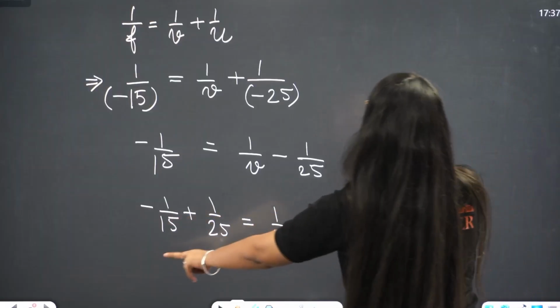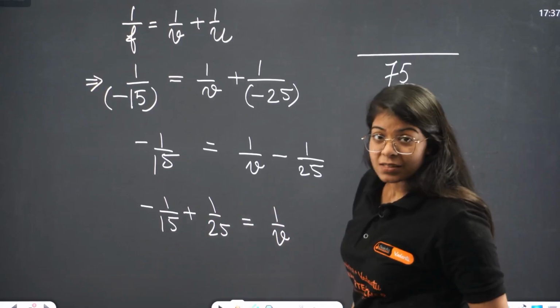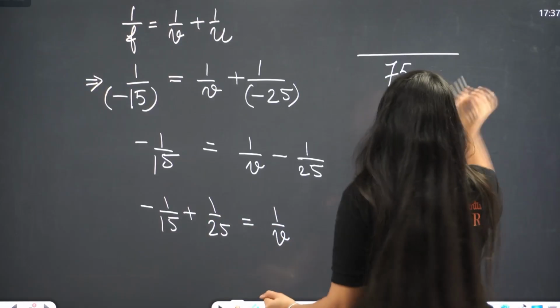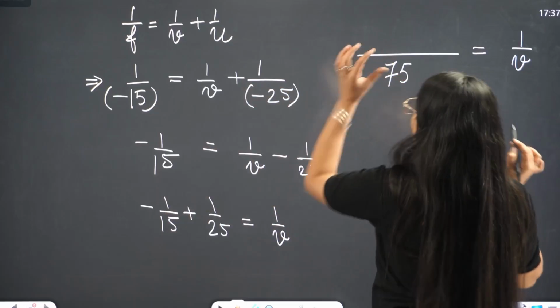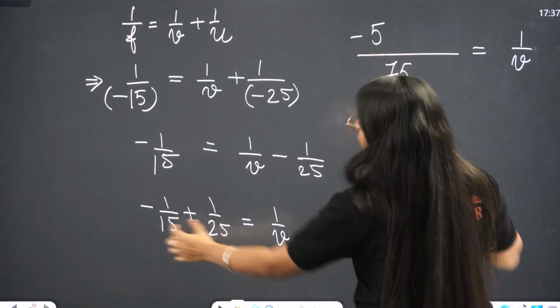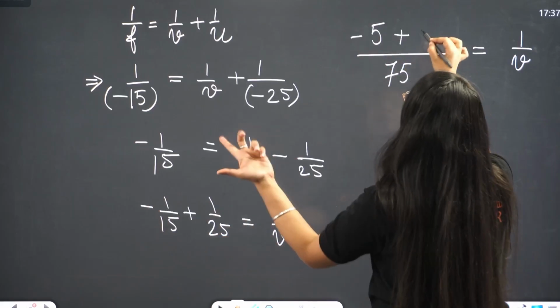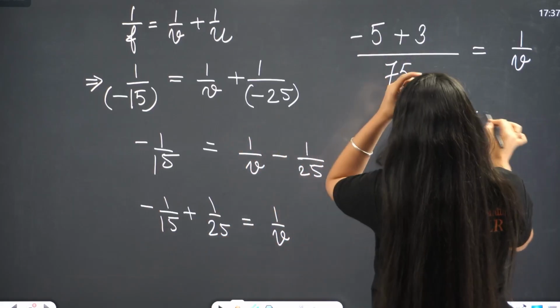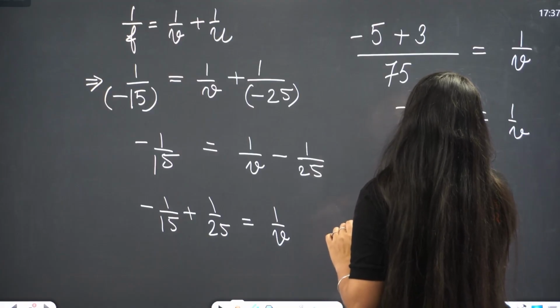15 and 25, LCM is 75. How do I know that? Practice. Practice, okay? Now, this is 1 by V. 15 into 5 is 75 and 1 into 5 is minus 5 because there is already a 5 here. Then plus 25 into 3 plus 1 into 3, that is this. So 1 by V comes out to be minus 2 by 75.